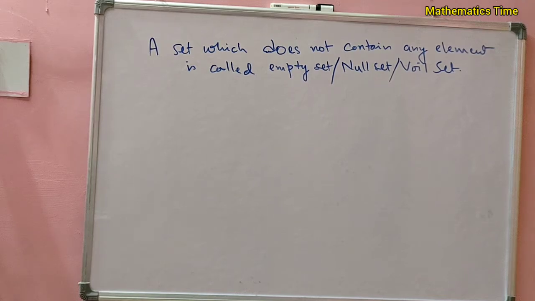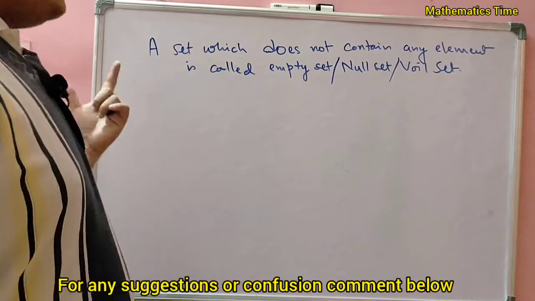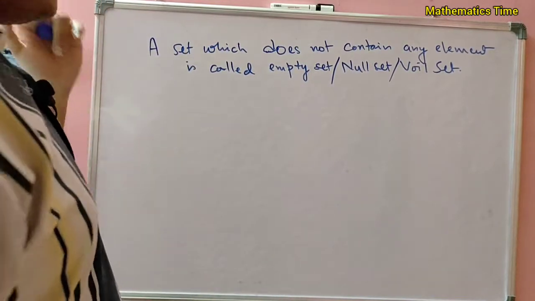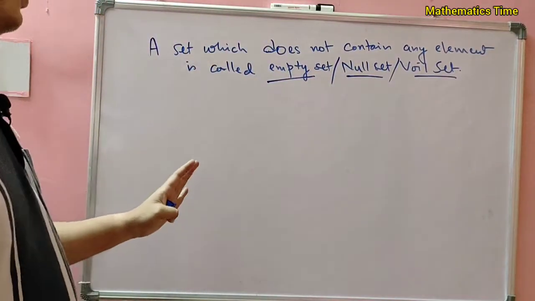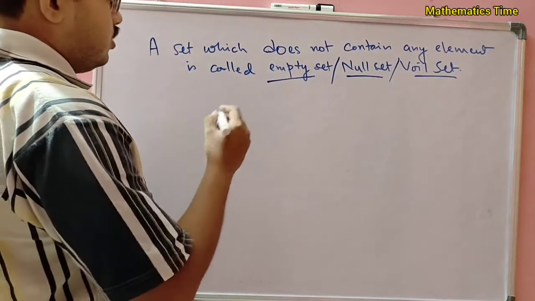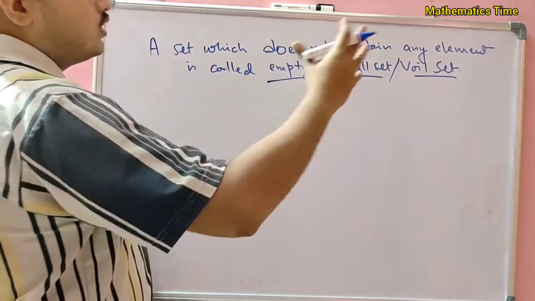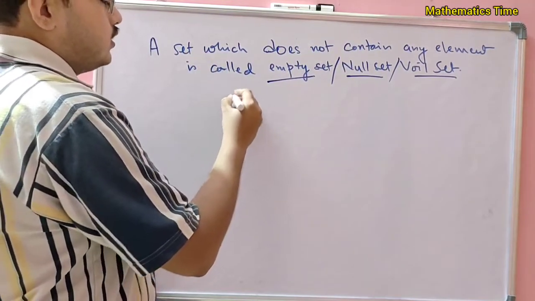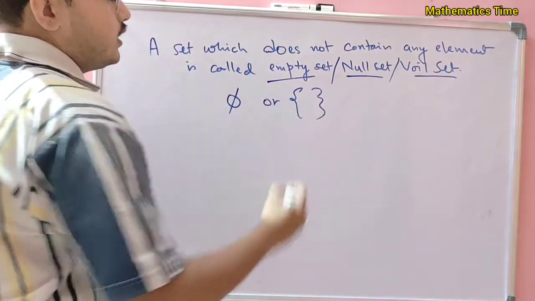So now we will learn about empty set. Okay, this is empty set. A set which does not contain any element is called empty set, null set or void set. These are all the same name, that is, empty set, null set and void set are the same. We represent this set, a set which does not contain any element, by phi, or we can represent it like this.